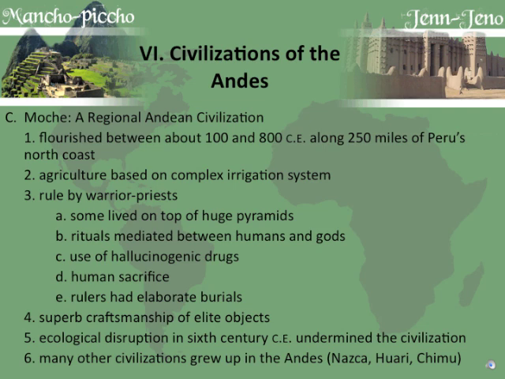Moche, which is a region in the Andes as well, is going to flourish between 100 and 800 CE, and it's a huge area along the coast, stretching about 250 miles, an integrated area with agriculture-based irrigation systems, ruled by warrior priests. Again, we're looking at human sacrifices, which are pretty common among these areas. Huge pyramids, major rituals, and again, hallucinogens involved in their ceremonies.